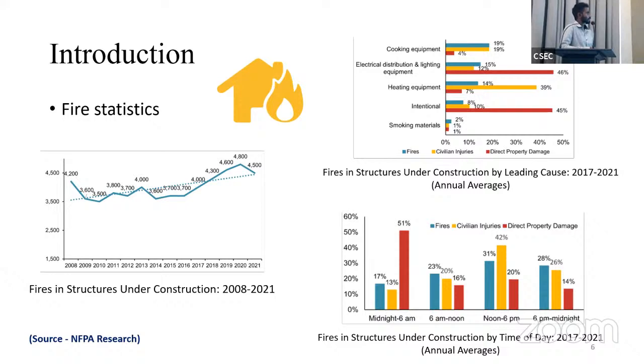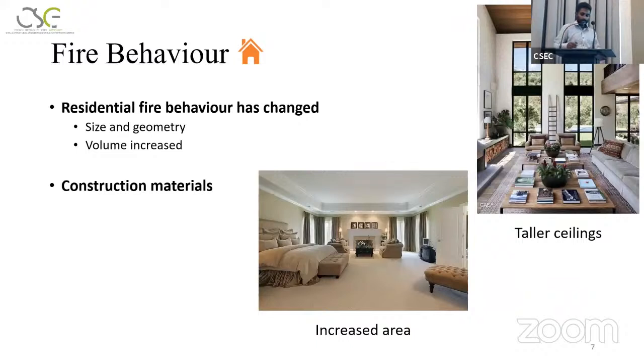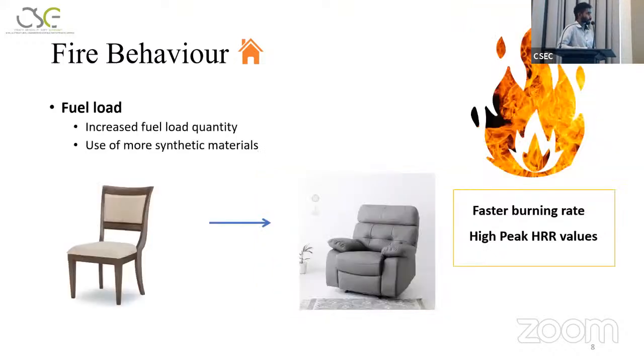So let's discuss some fire statistics. This is about fires in structures under construction. This is the fire statistics for structures under construction. You can see the continuously increasing pattern of fires in buildings under construction, and you can see the various types of cases, and by time of day, the percentage of fire occurrence. Mainly this kind of fire happens because of the changed geometry and volumes due to architectural purposes and the construction materials.